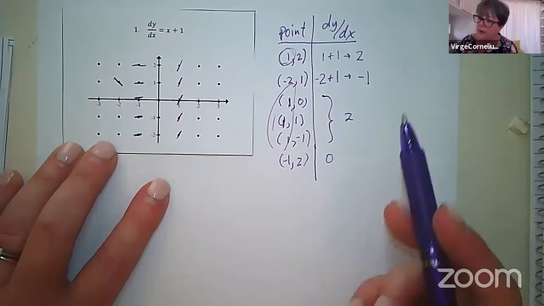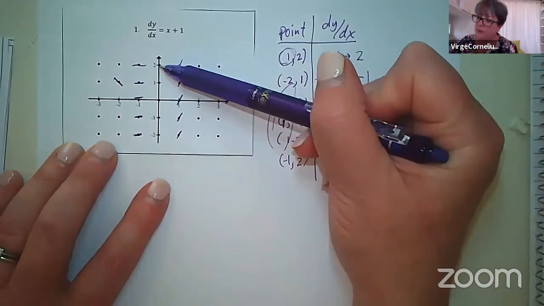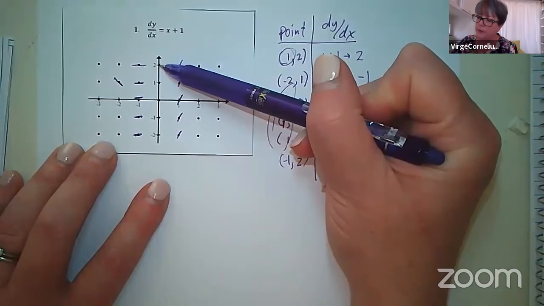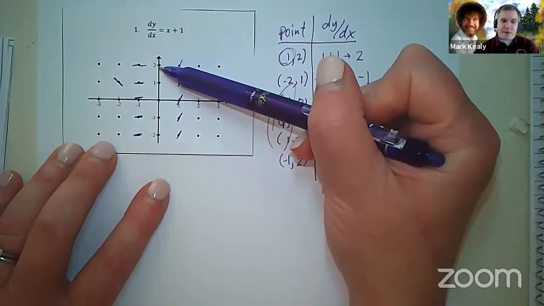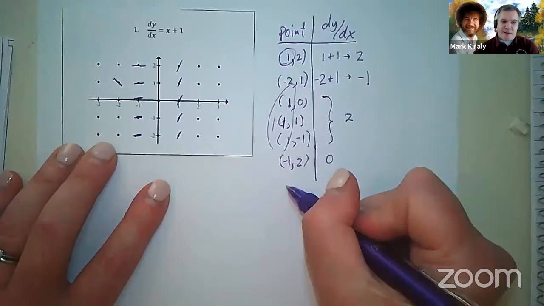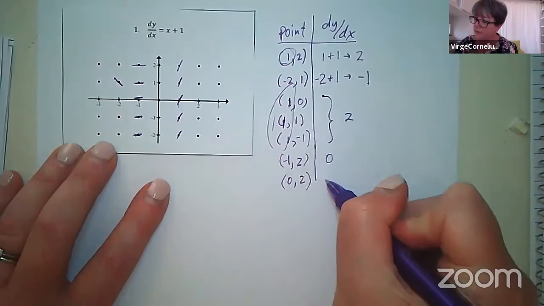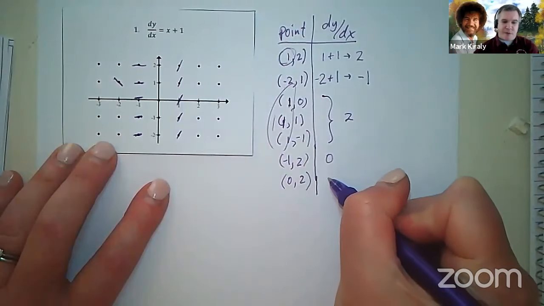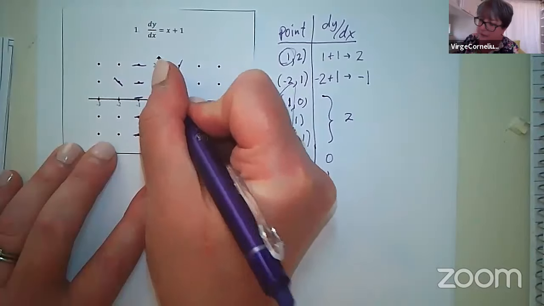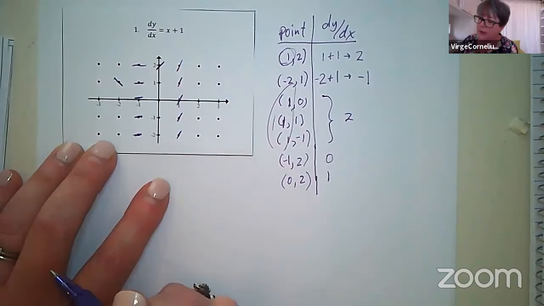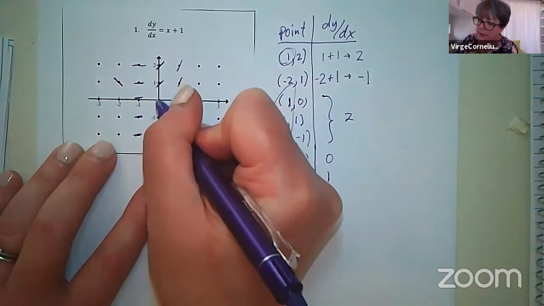What about what's going on right here at this point? What do you think, Mark? At this point here, the point (0, 2). Sounds like x is 0 to me. Yep. So what's the slope? So 0 plus 1 on Fridays in March is 1. Yay! So there's that little 45-degree angle there for your line segment. And that's going to be true everywhere where x is 0.